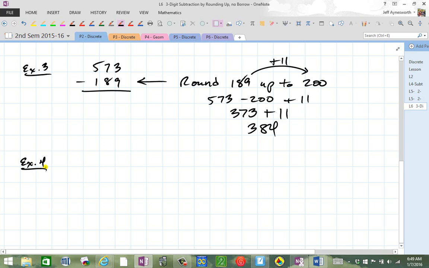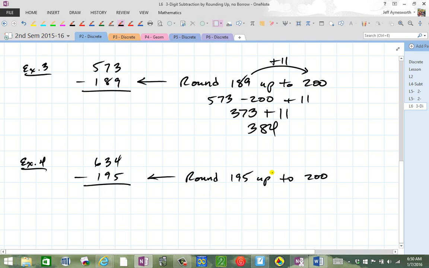All right. So one last time. So let's take, it could be anything. So let's take a number in the 600s. So 634 minus 195. Okay. So let's say that. So what we're going to do is we're going to subtract too much. So we're going to round up. And notice that 195 is close to 200. So we're going to round 195 up to 200.